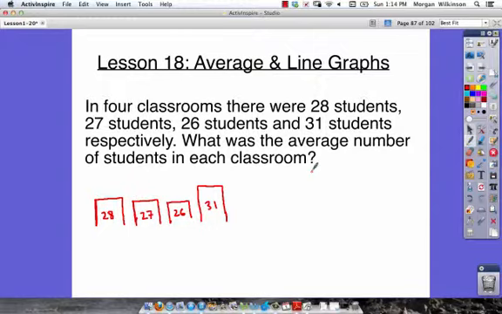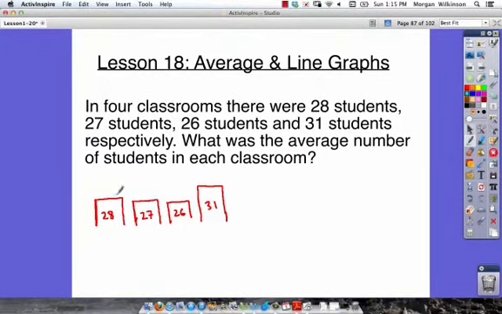Now, it says for our first problem, in the 4 classrooms, there were 28 students, 27 students, 26 students, and 31 students, respectively. What was the average number of students in each classroom? So I've made some bars here that show the number of students in each classroom, 28. Then it goes down a little bit for 27, down a little bit more for 26, and then back up for 31.